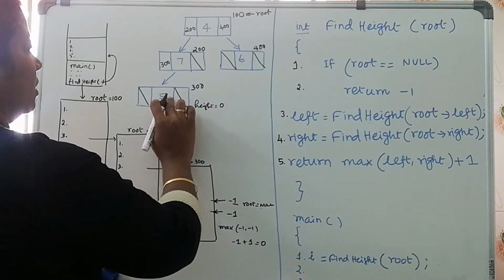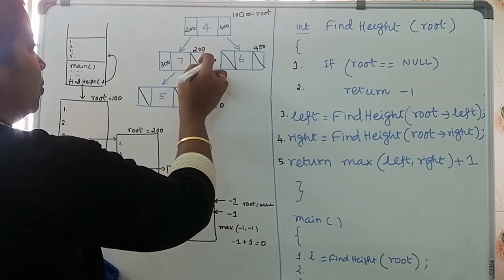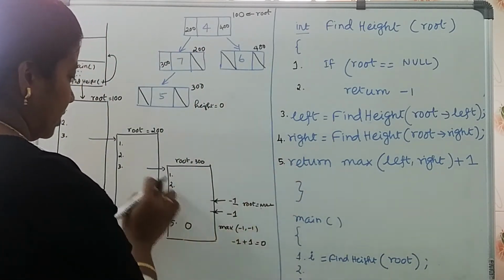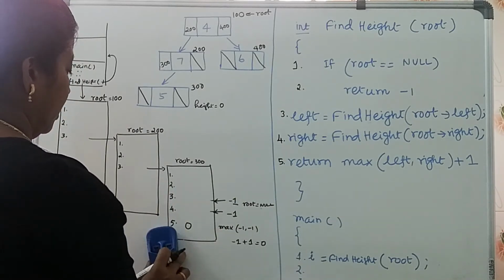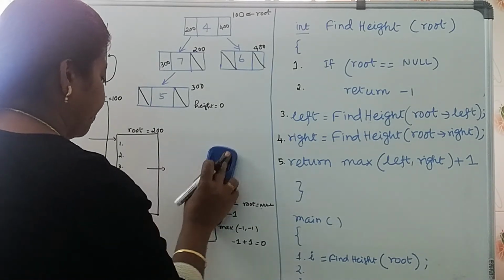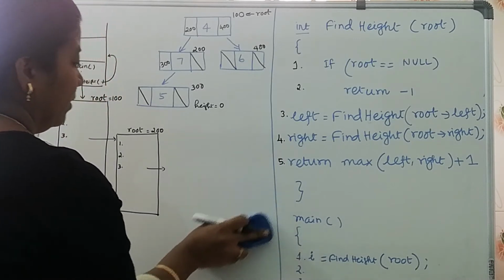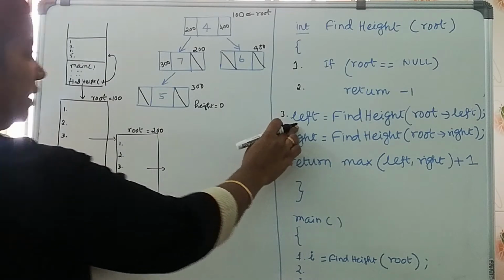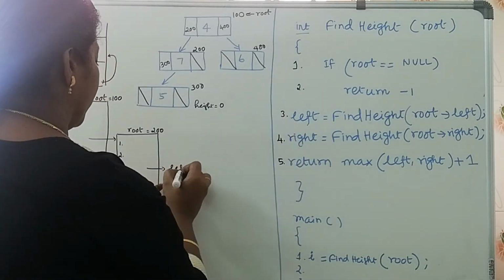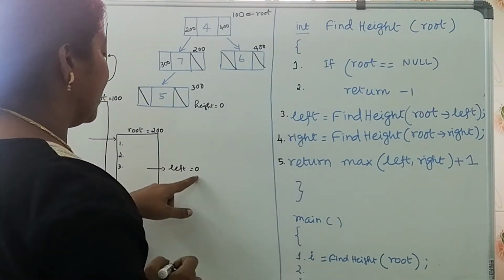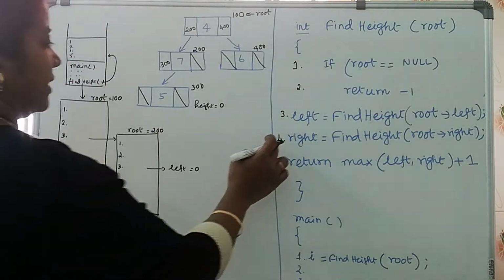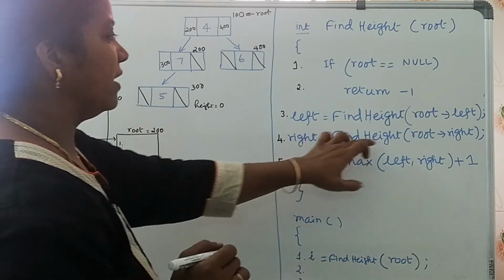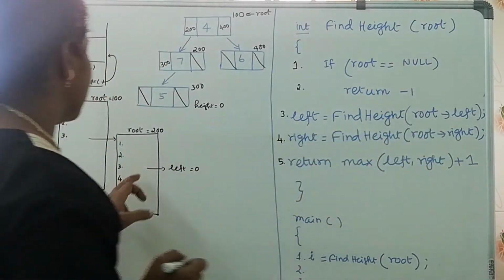This function was called from the root of 200. So return 0 will return the value 0 to this line number 3. So the left now has the value 0. Now let us execute line number 4. Line number 4 says find height of root of right. Now what is the root value?